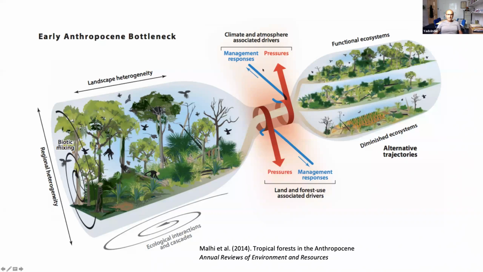So on the left, we have a situation that existed to some extent in the tropics centuries ago or millennia ago, of an intact biosphere with biotic mixing, multi-trophic interactions, lots of heterogeneity in the landscape. And this intact biosphere has been under increasing pressure. The pressure comes from two main sources. One is land use and forest use associated drivers, including deforestation, fragmentation, harvesting, directly affecting the system. And the other comes from climate change, atmospheric change, and that's causing climatic extreme events and also affecting these ecosystems.